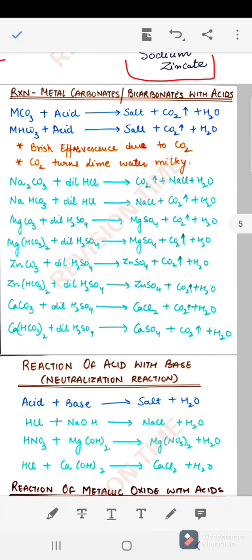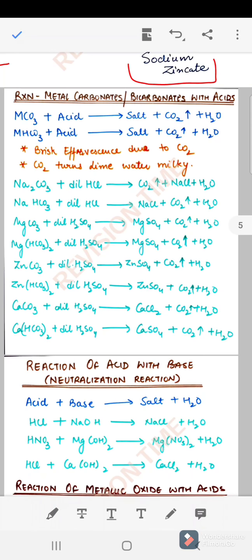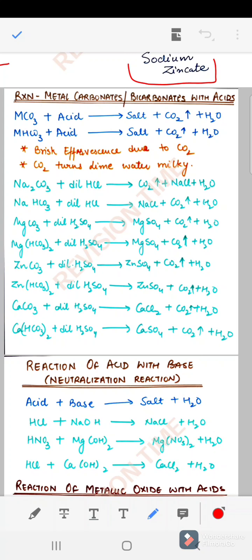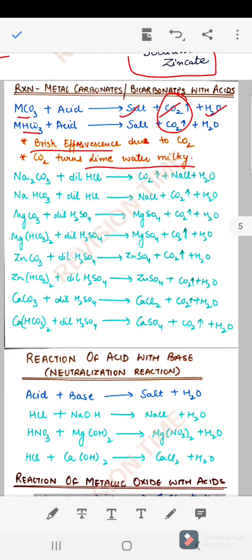Next we have the reaction of metal carbonates and bicarbonates with acids. Metal carbonates are CO3, and bicarbonates are HCO3. With both, there is formation of salt, carbon dioxide and water. Since we have carbon dioxide, we will have brisk effervescence, and also the carbon dioxide turns lime water milky. We have these examples here. You can take a screenshot for practice.